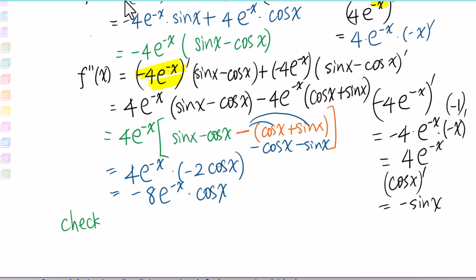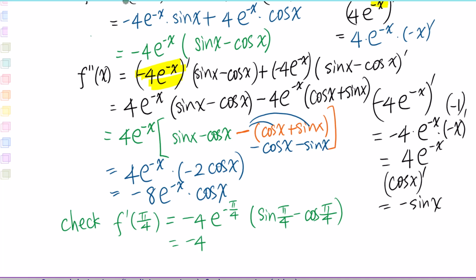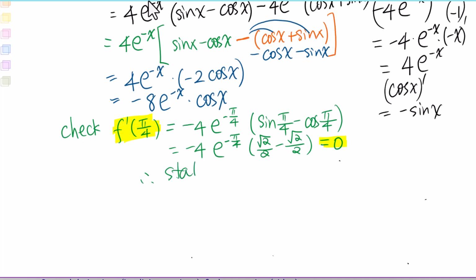We will check f prime of pi over 4 equals negative 4 e to the power of negative pi over 4 times sine pi over 4 minus cosine pi over 4, equals negative 4 times e to the power of negative pi over 4 times square root of 2 over 2 minus square root of 2 over 2, equals 0. Stationary point at x equals pi over 4.